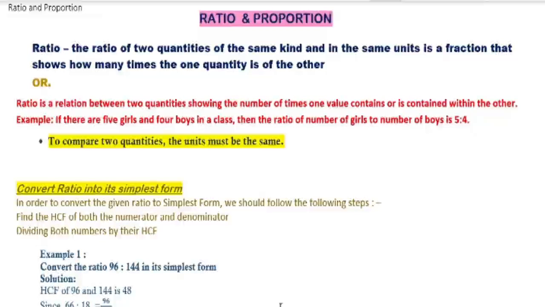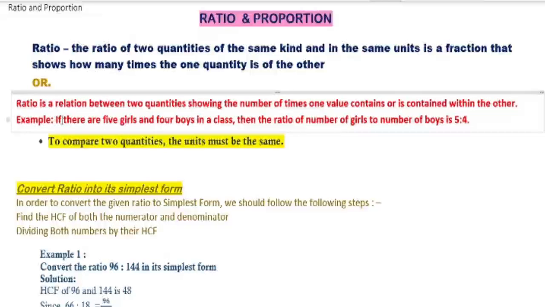Ratio of two quantities of the same kind and in the same unit is a fraction that shows how many times one quantity is of the other. Or in other words, ratio is a relation between two quantities showing the number of times one value contains or is contained within the other. So here ratio is a fraction. It is used to compare two similar quantities, or two quantities of the same type.